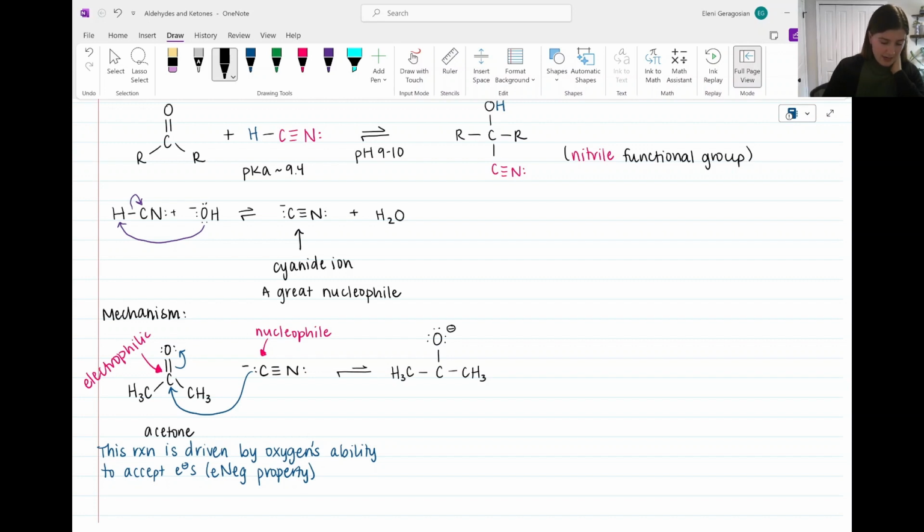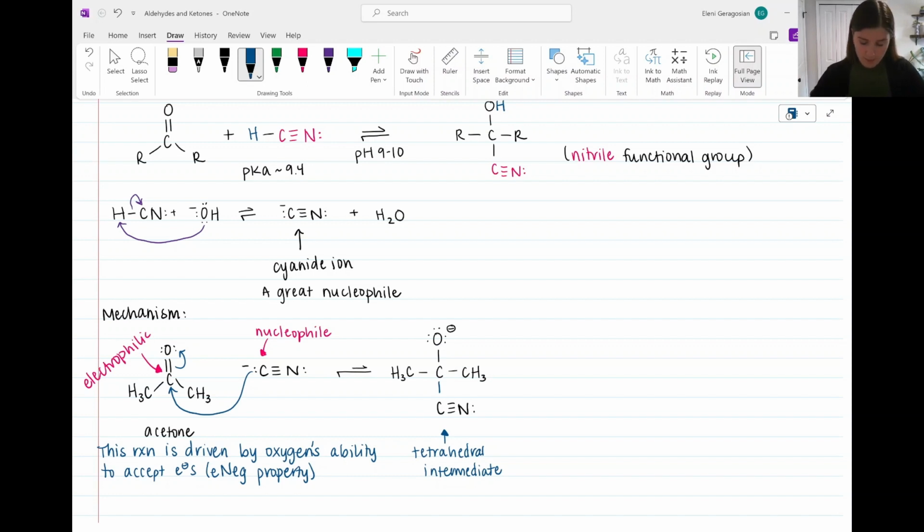And then we have a new bond to the nitrile group. Now this is a tetrahedral intermediate. We started with a trigonal planar ketone or aldehyde. Now we have a tetrahedral intermediate, and we'll see this in a lot of reactions generating this tetrahedral intermediate.